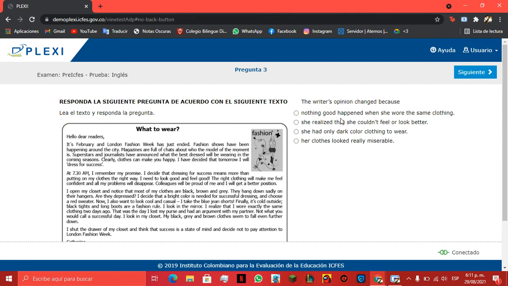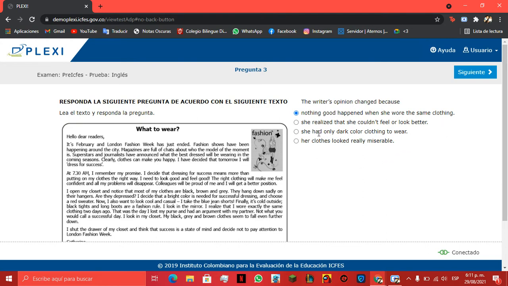A says nothing good happened when she wore the same clothing. B. She realized that she couldn't feel or look better. She had only dark color clothing to wear. Her clothes look really miserable. I think it's A. First of all, it's the most complete answer.